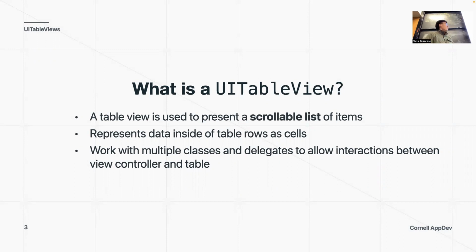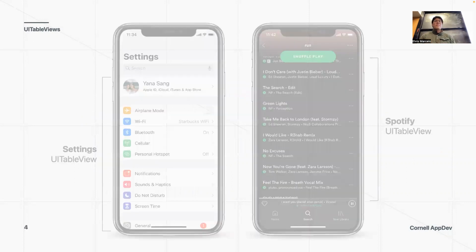A student came to me earlier asking, if table views didn't exist, we would need a million buttons on our screen to interact with something like Spotify. Instead of having to create a million buttons to use an app like Spotify, we create these things called table views that act as a collection of these buttons. But they're also useful to present information.